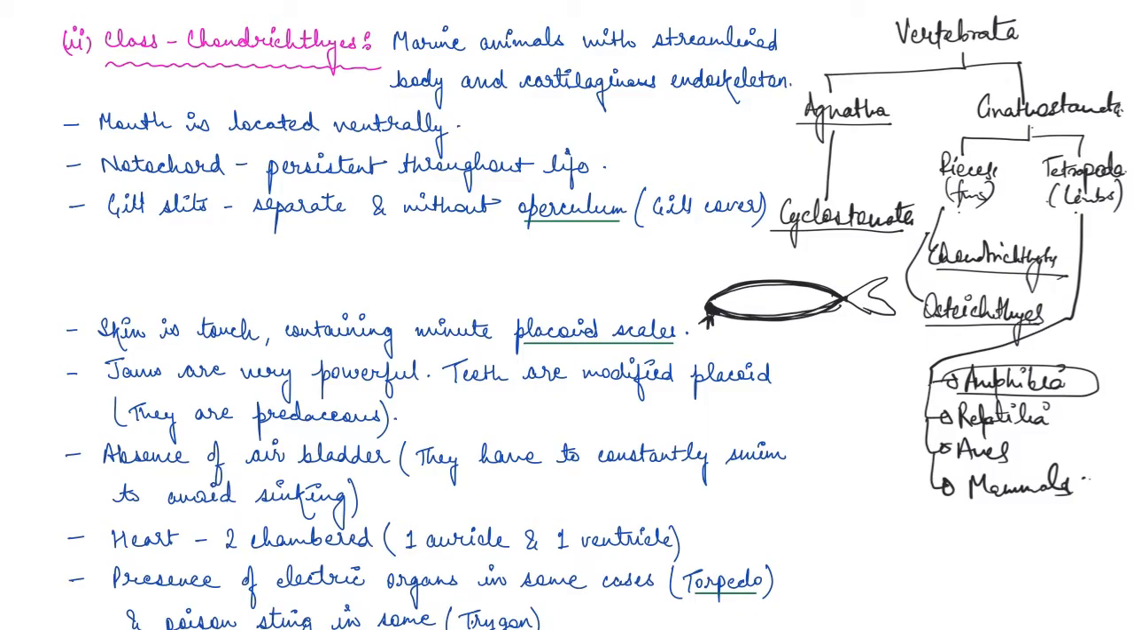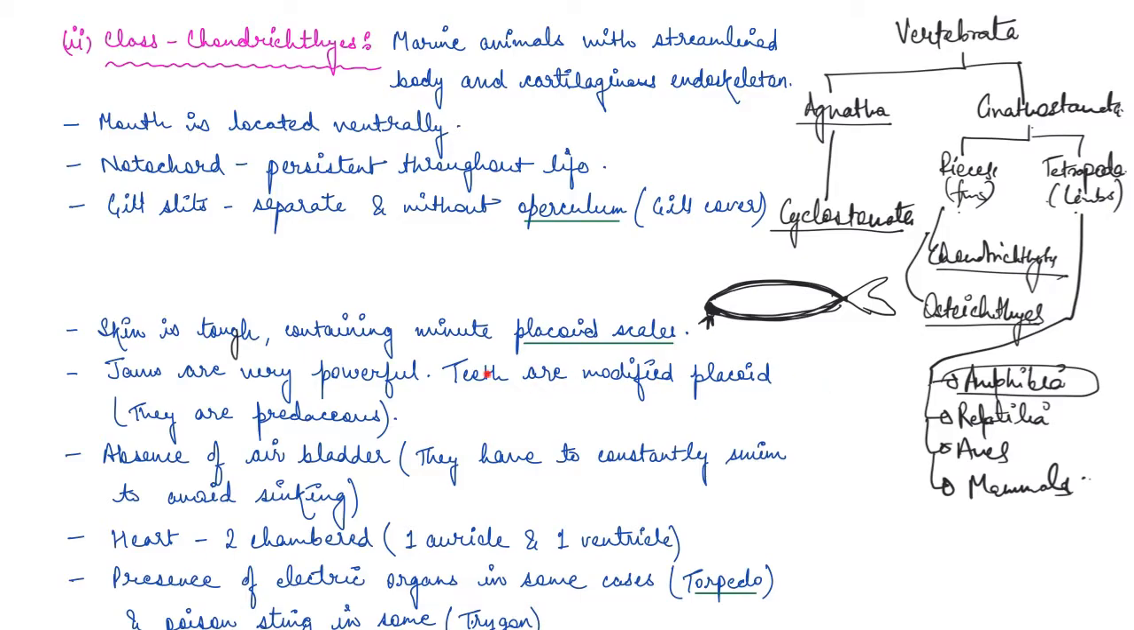Okay. Then their gill slits are separate and without a gill cover. This gill cover is known as the operculum. So gill slits are separate and without operculum. Then the skin is tough and it contains very minute placoid scales, which were missing in class Cyclostomata. Then their teeth are basically modified placoid scales. Now remember that their teeth are basically modified placoid scales.